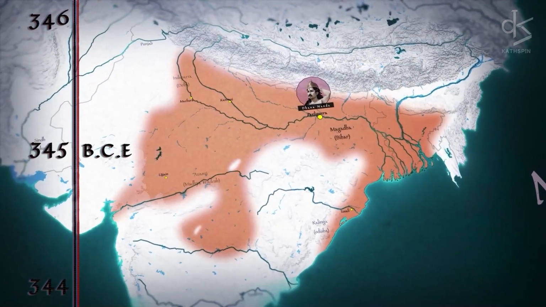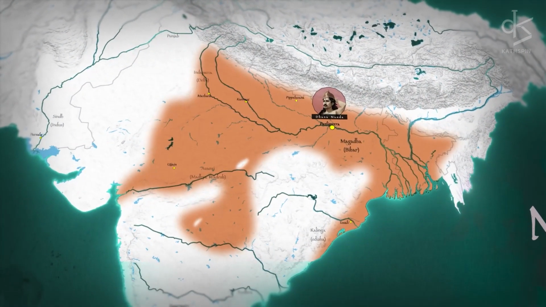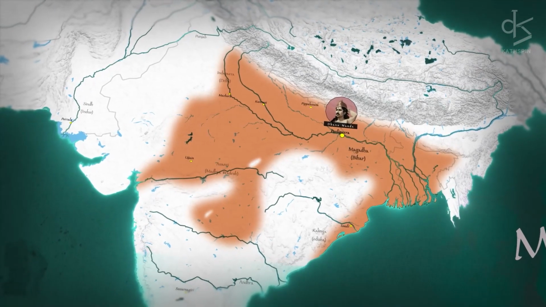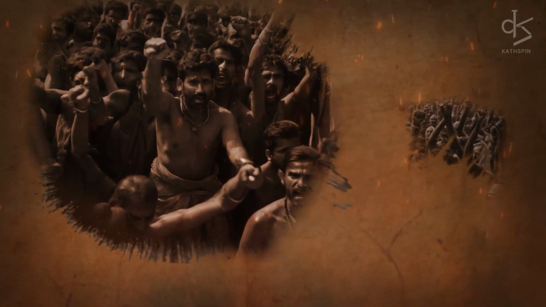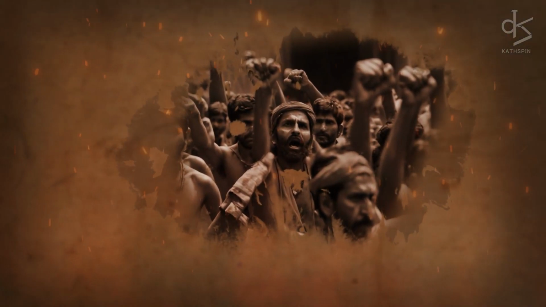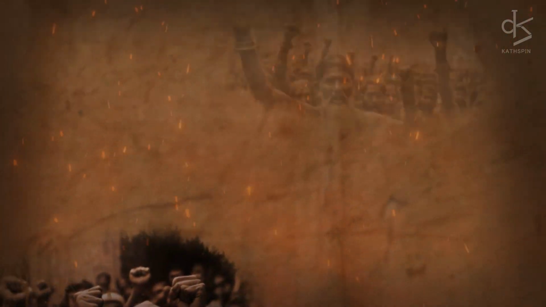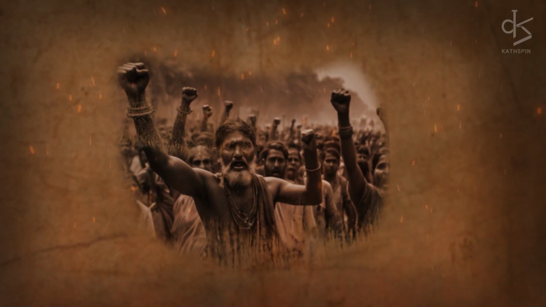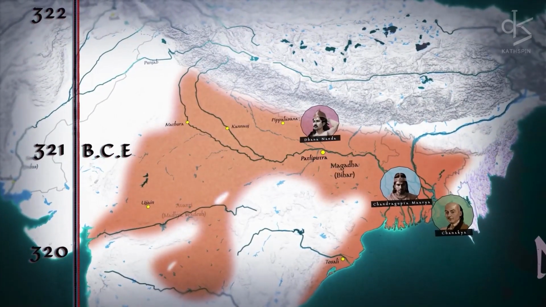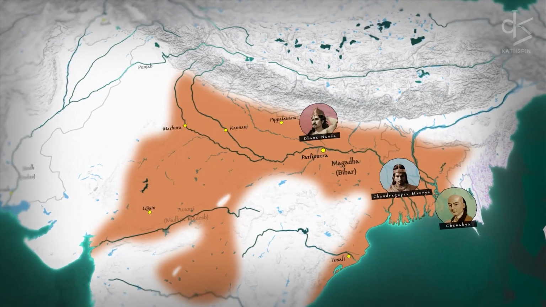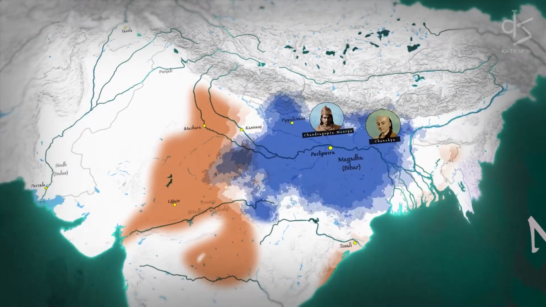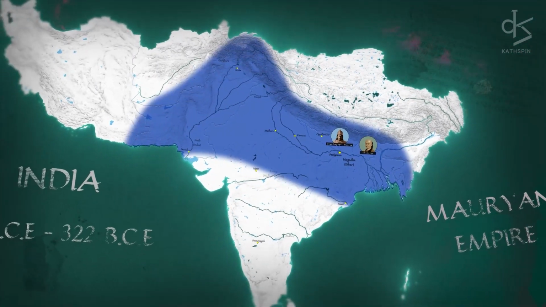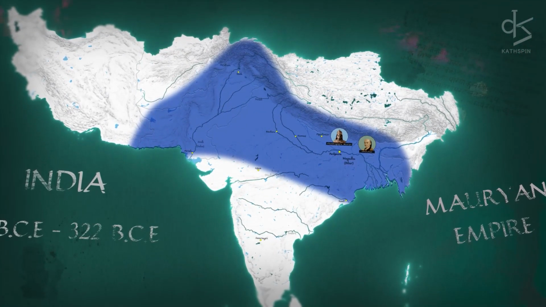345 BCE, India was ruled under Emperor Dhanananda of the Nanda dynasty. The oppressive rule of the emperor and his predecessors led to social unrest and discontent among the people. 321 BCE, Chandragupta Maurya defeated Dhanananda and became the emperor with the help of his mentor and strategist Chanakya, also known as Kautilya or Vishnugupta.